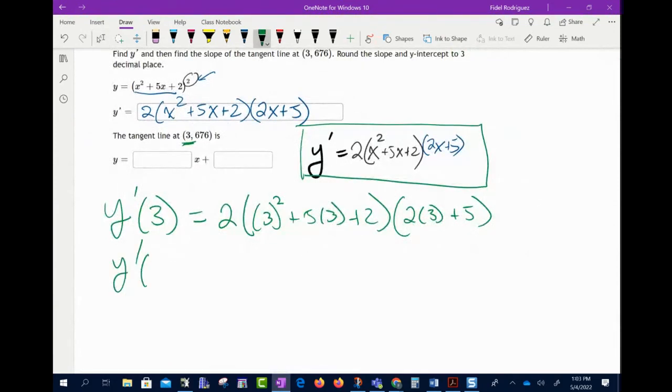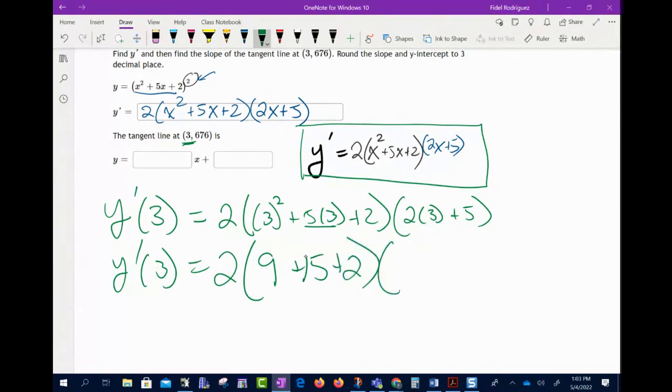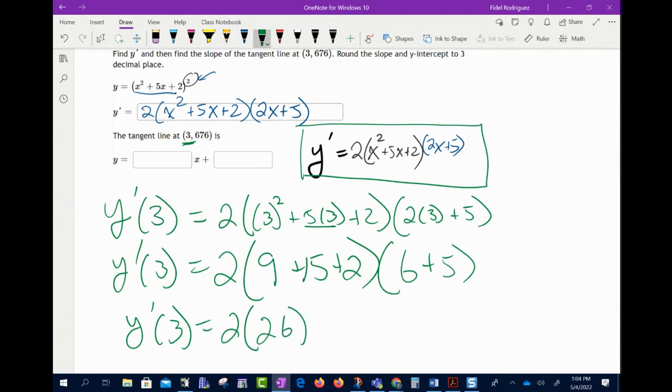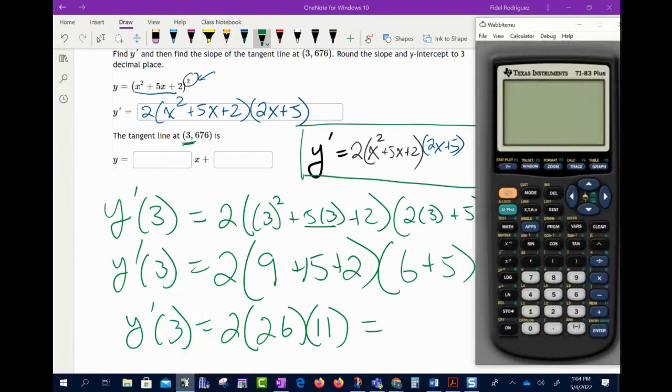Okay, so let's go slowly. Y prime at 3 is equal to 2. Let's see, 3 squared is 9. 5 times 3 is 15, plus 2. 2 times 3 is 6, plus 5. Okay. Let's see, 9 plus 15 is 24, plus 2 is 26. 6 and 5 is 11. Okay. So guys, I'm just going to grab my calculator here. 2 times 26 times 11. And I'm coming up with 572.